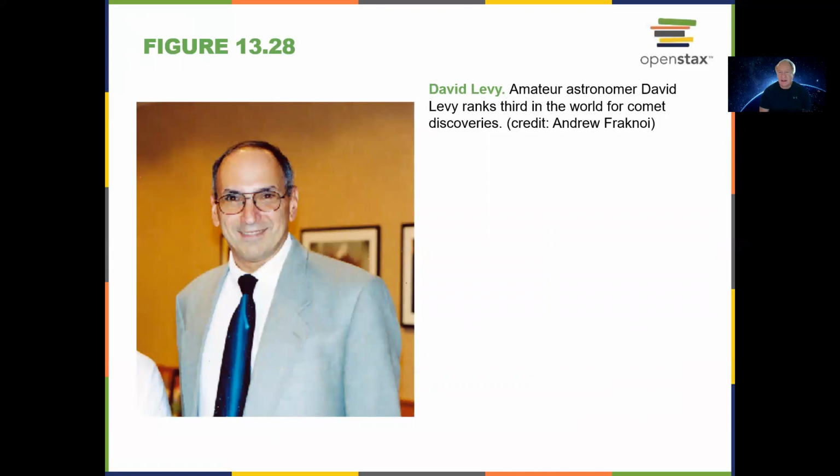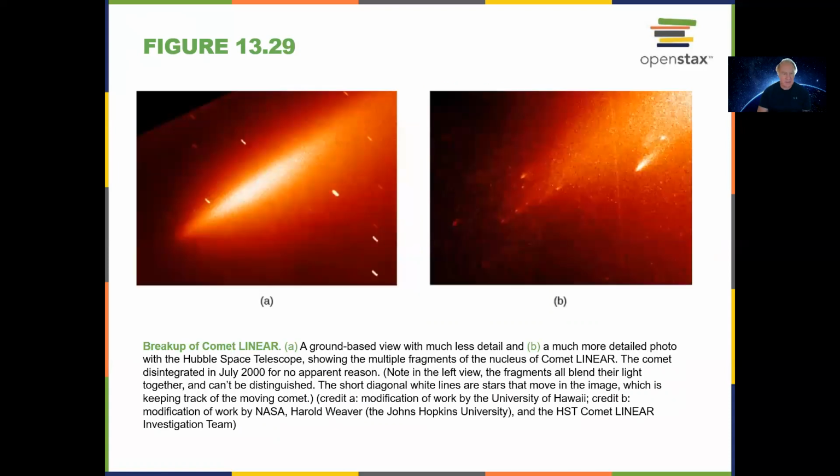This is David Levy, an amateur astronomer, and he ranks 3rd in the world for comet discoveries. Here shows the breakup of comet LINEAR. A ground-based view with much less detail is shown in A, and B is a much more detailed photo from the Hubble Space Telescope, showing the multiple fragments of the nucleus of comet LINEAR. The comet disintegrated in about July of 2000 for no apparent reason.